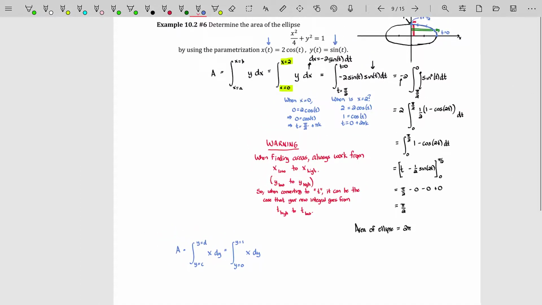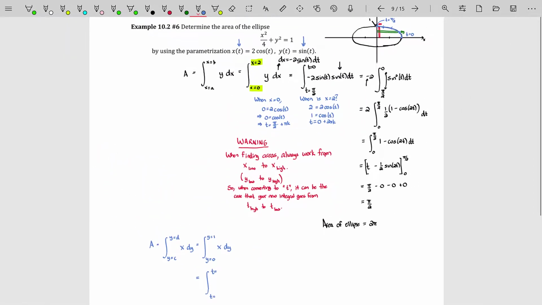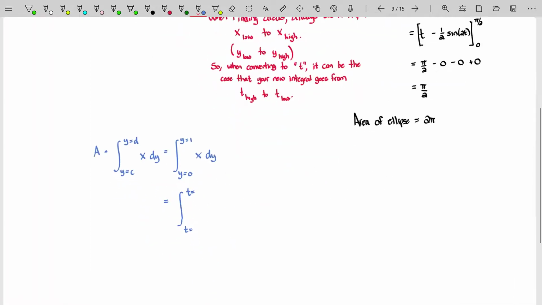And remember, we're only computing 1/4 of the area within this ellipse. So at the end, we're going to multiply this by 4. But let's go ahead and do this. Now, x in this case, if you go looking up above, x is twice the cosine of t. So I'm going to insert that here.